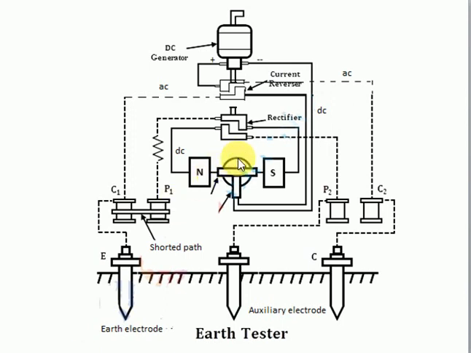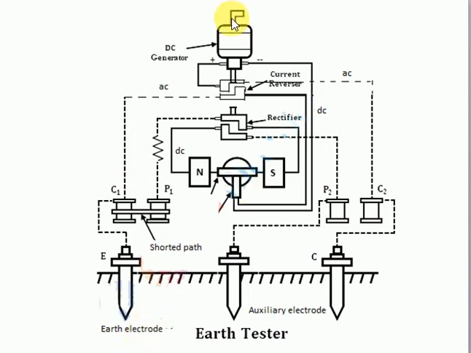Now again we can notice here this current coil and pressure coil are placed 90 degrees apart from each other. So this is the construction of this earth tester. Now I am going to explain the working of this earth tester, how this earth tester works.